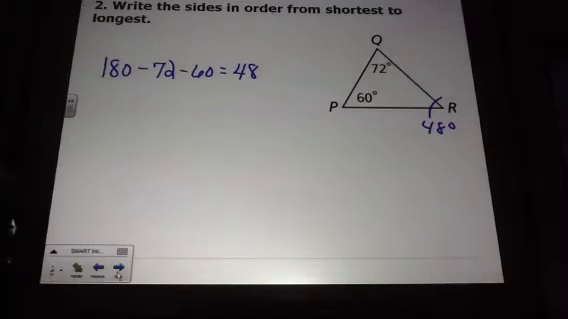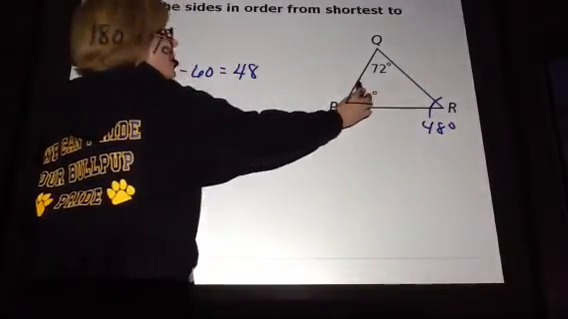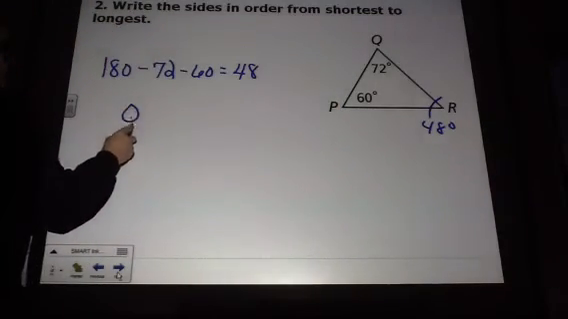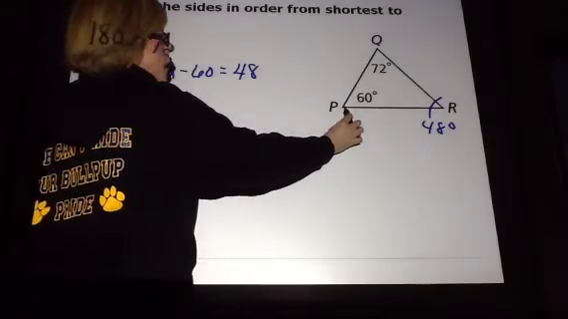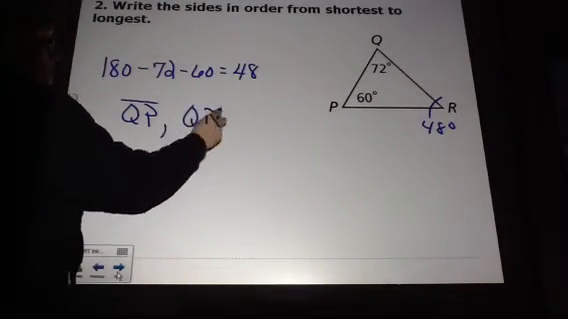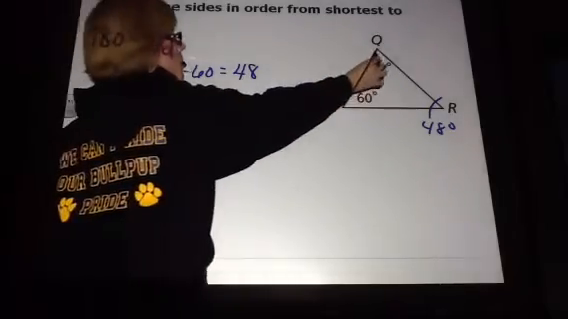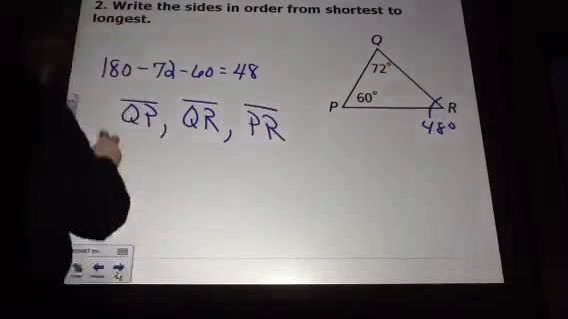So let's write them from shortest to longest. Across from the smallest angle is segment QP. Across from the next smallest angle is segment QR. And then across from the last angle is segment PR.